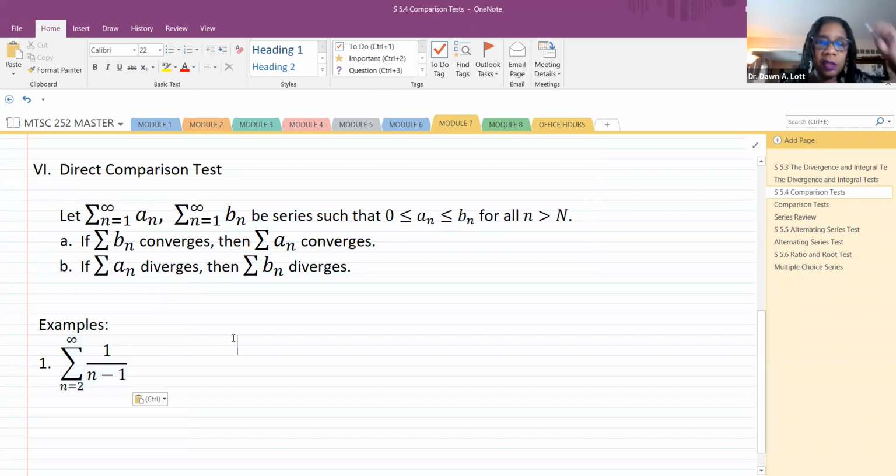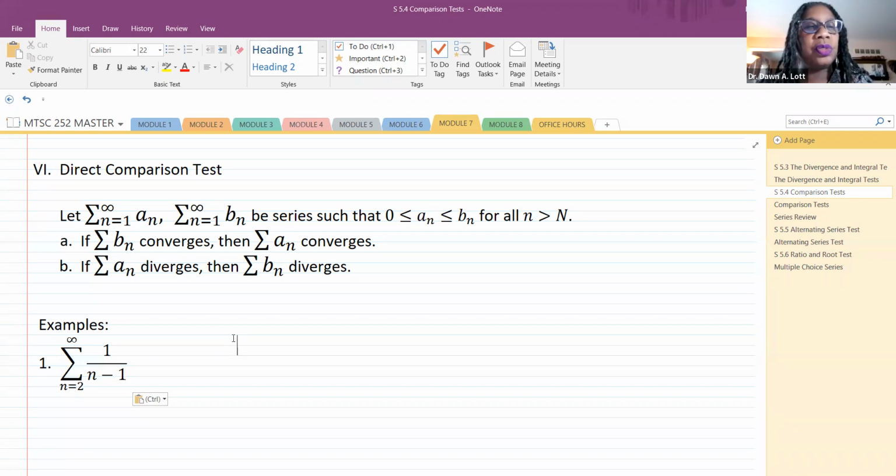Okay, so this series summation, notice it is n equals 2. I can't use n equals 1 because n equals 1 would give me a 0 in the denominator. So this series starts, its first term is when n is equal to 2, and then you can write this series out. Now what I want you to do is think about what this series looks like.